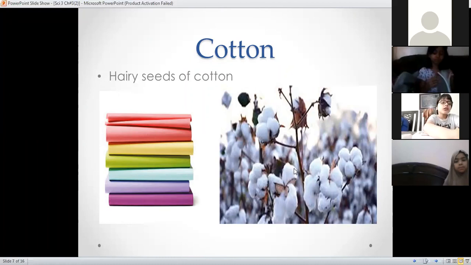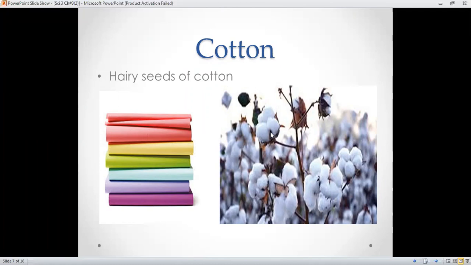Here is a cotton plant. You can see there are fluffy balls, you can see where my cursor is moving. The fluffy balls are known as cotton. They take off these balls and use them.